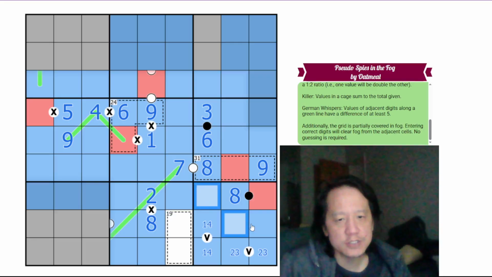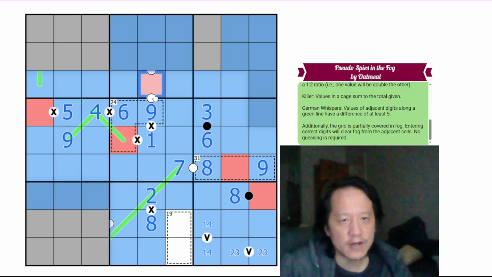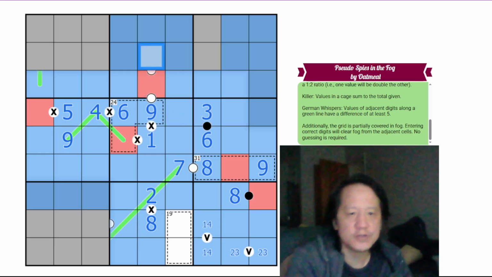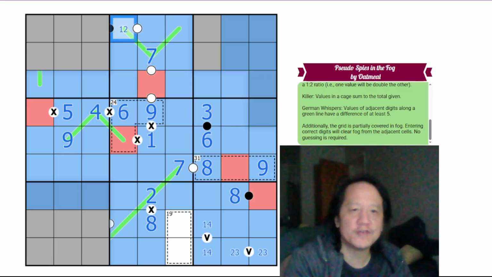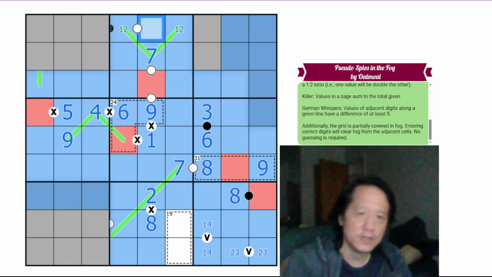Remaining digits in this lower right-hand box are 5, 6, 7, 9. But we don't need that yet. 9 is consecutive with 8 in value, and this is a pseudo value. So this is 8 because that's 5 plus 3. This has to be a 7 then. So this is 7. 7 is only next to 1 and 2 on a Whisper 5 line. So this is 1 or 2.